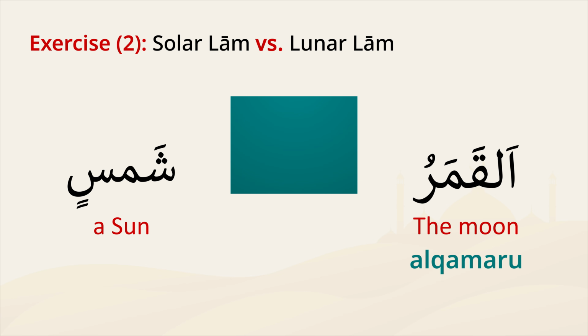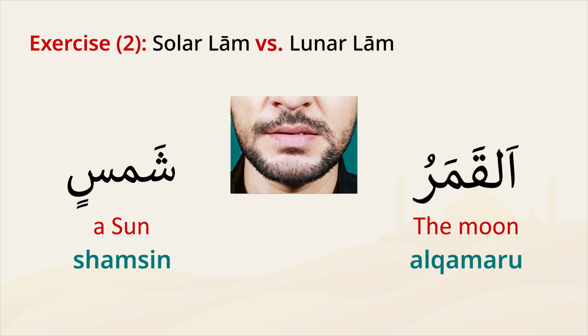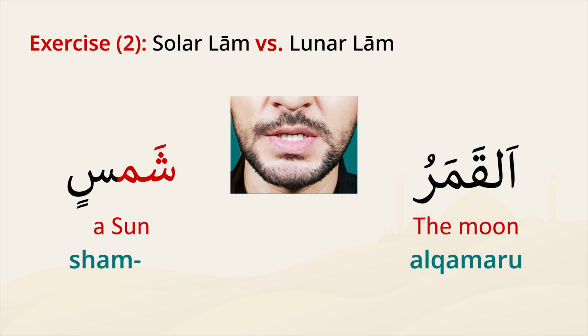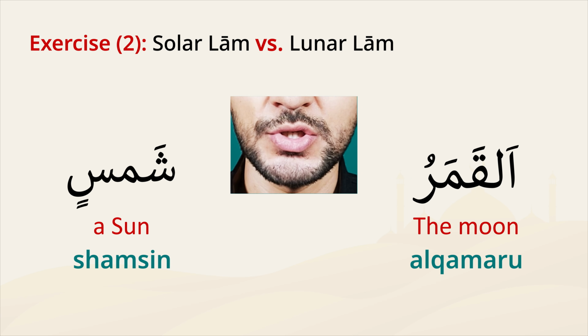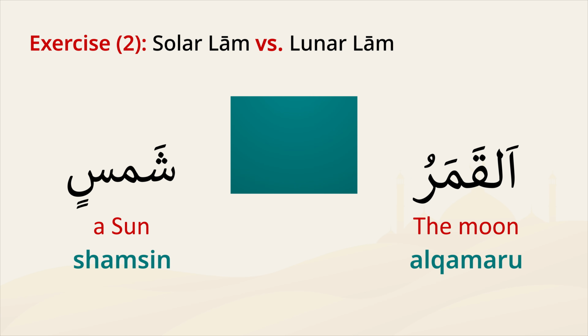Al-qamaru. The second example. Again, we're assuming the case ending is kasra. Shamsin. So we follow the same steps to make the word definite.